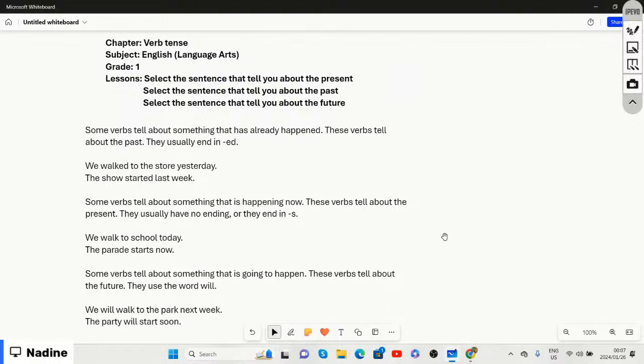All right. So, our chapter is verb tense. Our subject is English language arts, grade 1. And the lessons that we're going to be focusing on under the chapter of verb tense are to select the sentence that tells us about the present, select the sentence that tells us about the past, and select the sentence that tells you about the future.